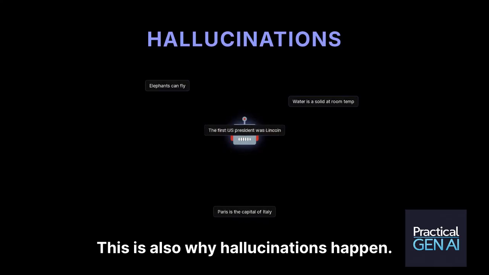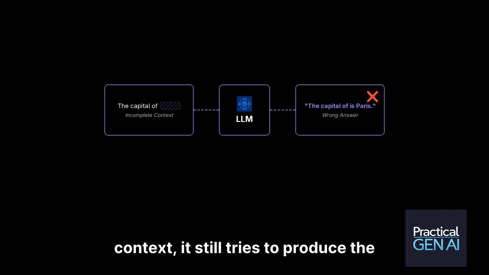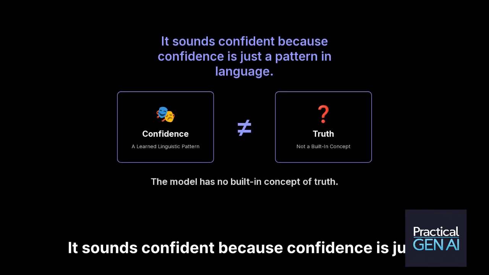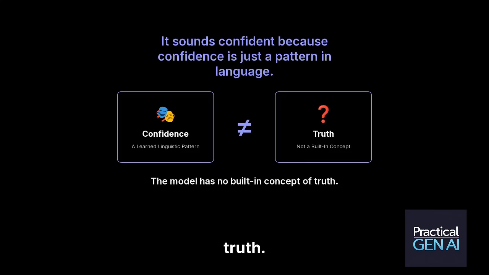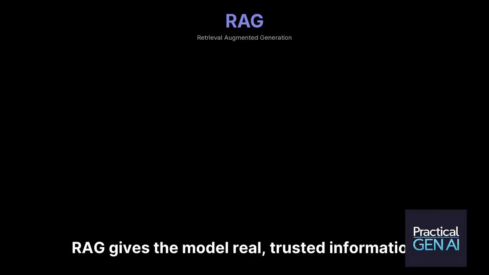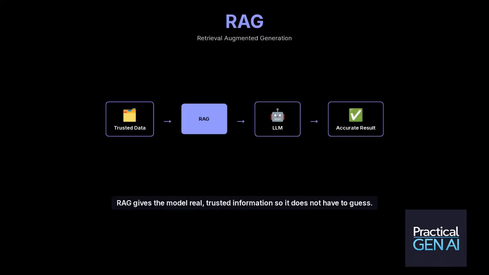This is also why hallucinations happen. If the model does not have enough context, it still tries to produce the most likely answer, even if that answer is wrong. It sounds confident because confidence is just a pattern in language. The model has no built-in concept of truth. This is why techniques like RAG are used in production. RAG gives the model real, trusted information so it does not have to guess.